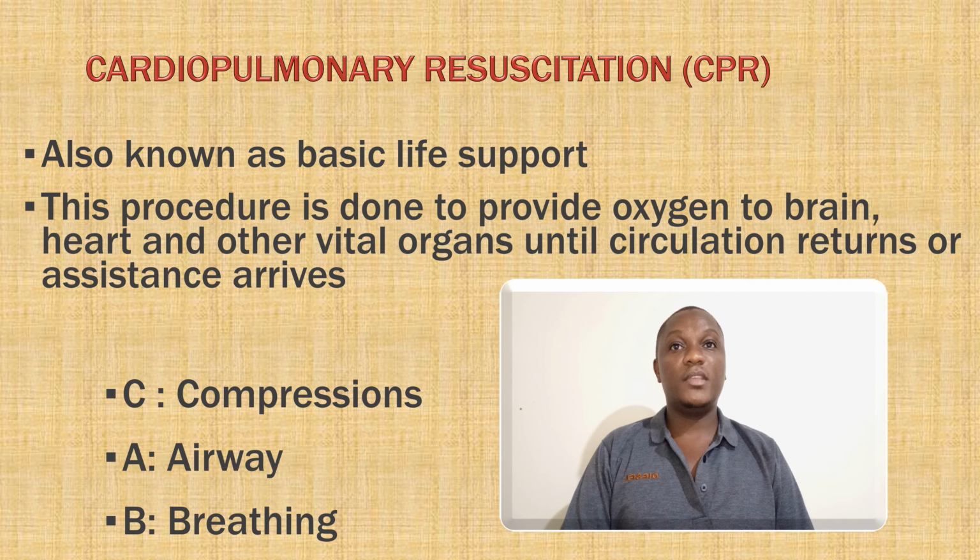So now let's begin with cardiopulmonary resuscitation. It is also known as basic life support. This is the procedure done to provide oxygen to the brain, heart, and other vital organs until circulation returns or assistance arrives. The formula that we usually use is compression, airway, breathing, CAB. Compressions, airway, and breathing.